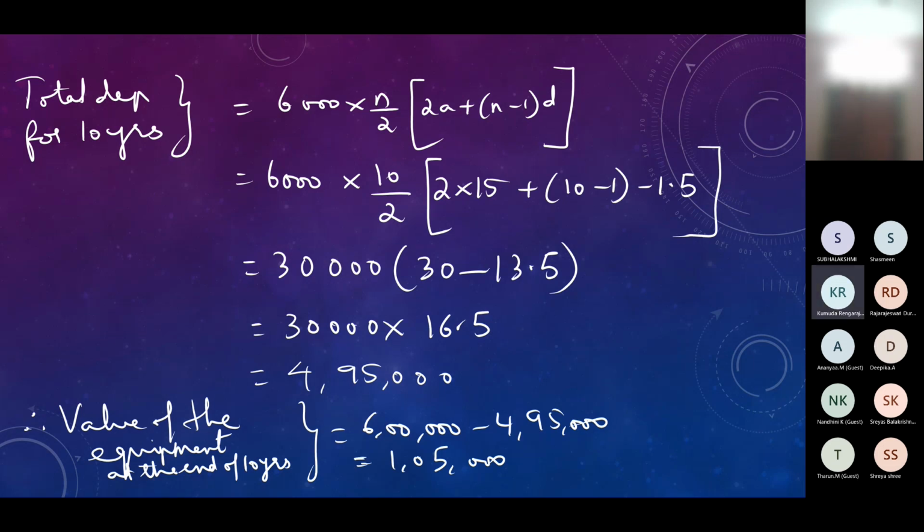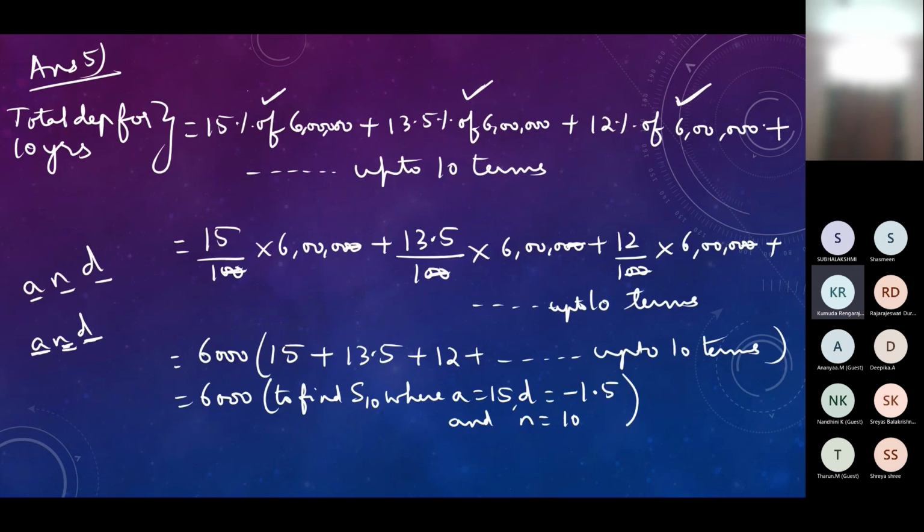Very good. But both of you have to tell me if you used AP or a different method. Or maybe you found this value completely, and then used AP. Yes, ma'am. But even then I made a mistake. For the value in the first year, I did 6 lakhs minus 15% of 6 lakhs. For the second year, I did 6 lakhs minus 13.5% of 6 lakhs. And third year, 6 lakhs minus 12% of 6 lakhs.